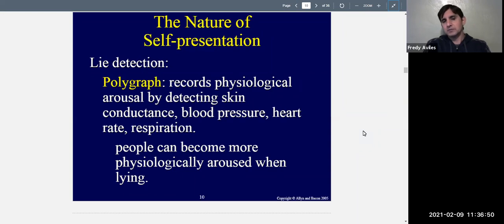Your heart rate should go up. Your heart rate, your galvanic skin response is what that's called, the electroconductivity of the skin. And they can guess to some extent that you're probably lying. If you're telling the truth, maybe it doesn't bother you very much, so therefore those things shouldn't change very much, okay? So people can become physiologically aroused when lying. And I'm not talking about sexual arousal here. I'm talking about just the blood pressure, the heart rate, right? The electroconductivity of the skin, that kind of stuff.